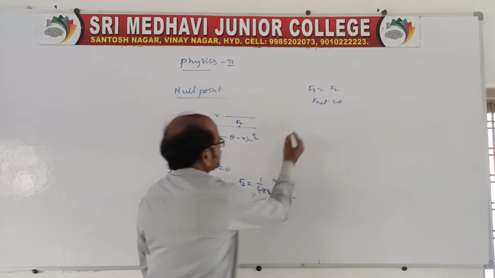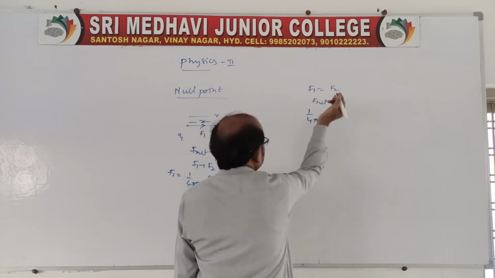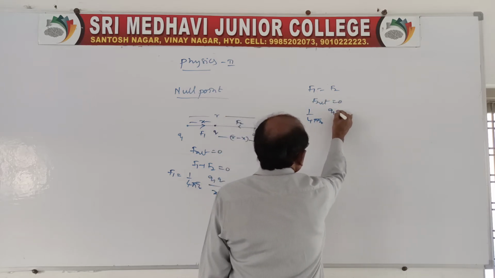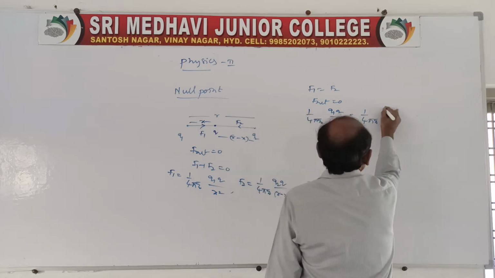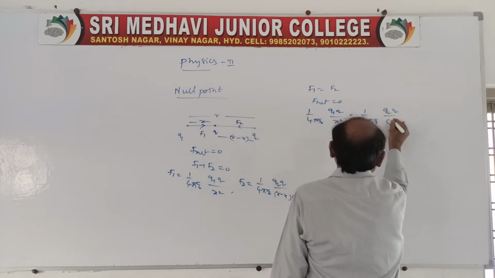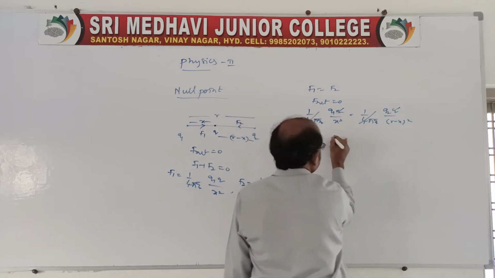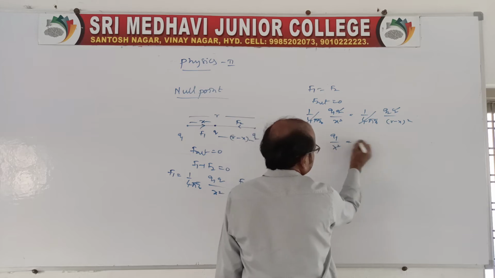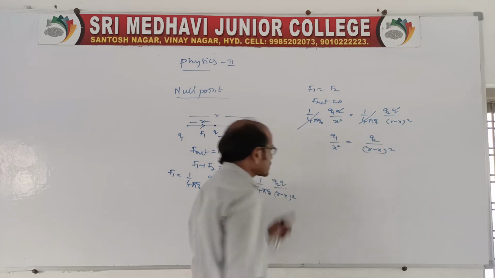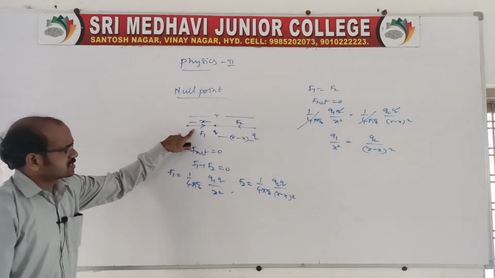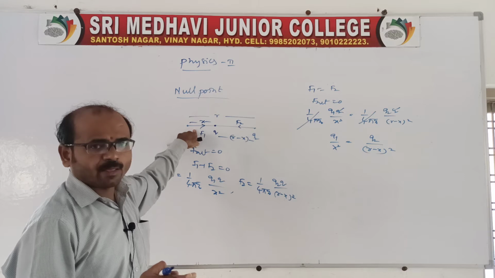Let us write the forces, F1 is equal to F2: 1 by 4 pi epsilon naught Q1 Q by x square is equal to 1 by 4 pi epsilon naught Q2 Q by r minus x whole square. 1 by 4 pi epsilon naught and Q cancel. Q1 by x square is equal to Q2 by r minus x whole square. Here we have to find the x value, the point where the force due to the two charges is 0.